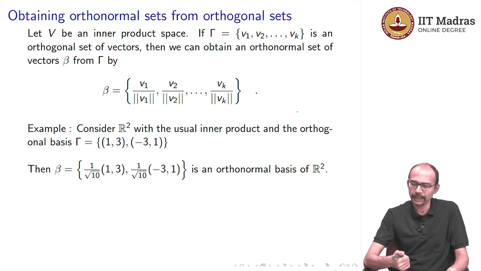The fact that it is an orthogonal set is because gamma was orthogonal. The fact that it is an orthonormal set is because we divided by the norms. And the fact that it is a basis, well, gamma was already a basis. So, from there it follows this is a basis. Or, the fact that R2 is of dimension 2 and this is an orthonormal set of size 2, so it must be linearly independent. Linearly independent of size 2 tells you it is a basis.